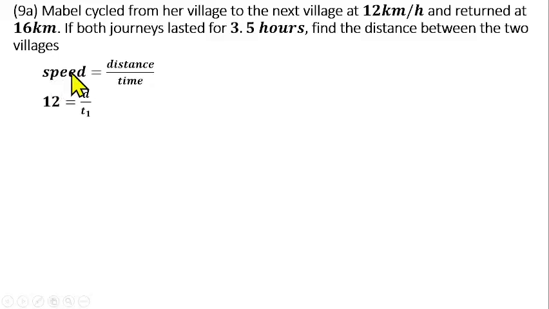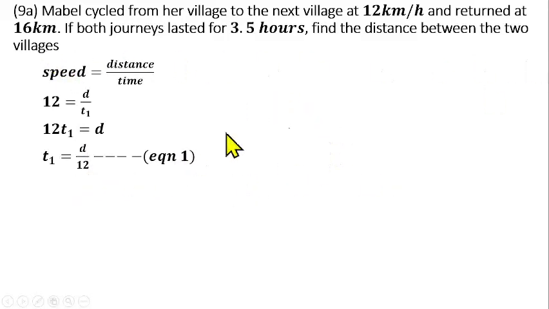So for the going, we know that the speed is 12 km per hour. The distance we don't know, so we call it D, and the time as well we don't know, we can call it T1. So from there we cross multiply to make T1 the subject of the formula. We have 12 T1 equals D, then divide both sides by 12, that will be T1 equals D over 12. You can call that equation 1.